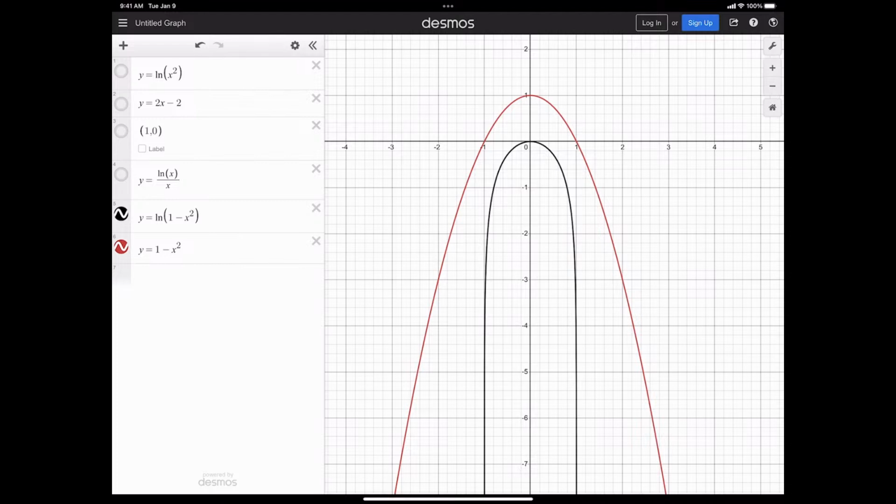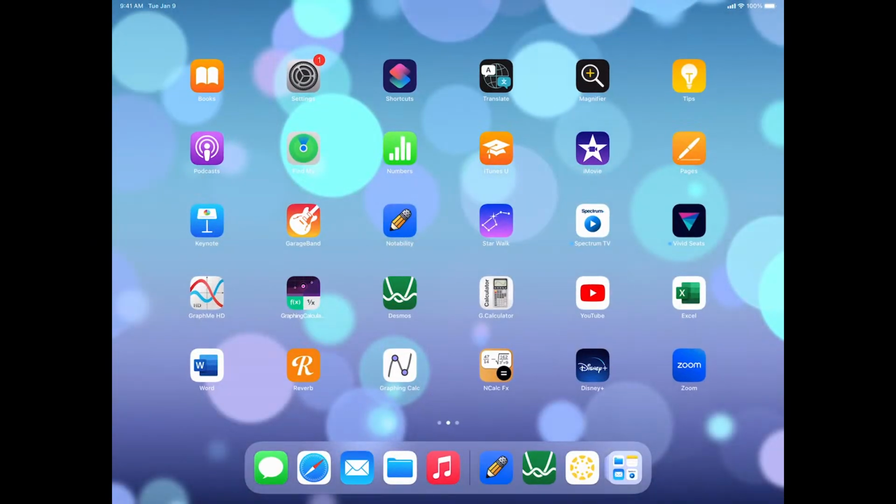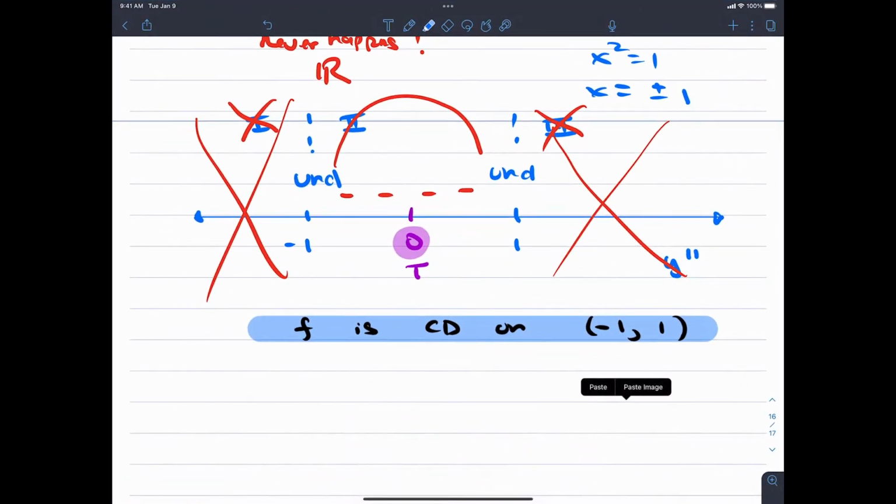Okay, that inside function, right? But the natural log acting on it really makes it different. You have -1 and +1. You have these things called vertical asymptotes. The curve never crosses -1 and +1. But without the natural log, it actually behaves like 1 minus x squared. So I just want to let you guys know that that's a good example here.